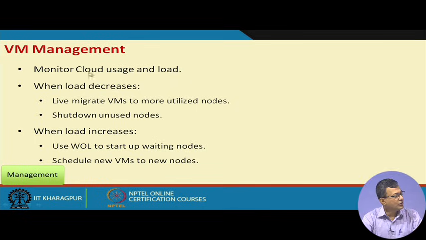So, what do we need to do? Monitor cloud usage and load. When load decreases, live migrate VMs to more utilized nodes. Shut down unused nodes. So basically what we are doing is compacting things onto fewer servers, right. So, that is the live migration.